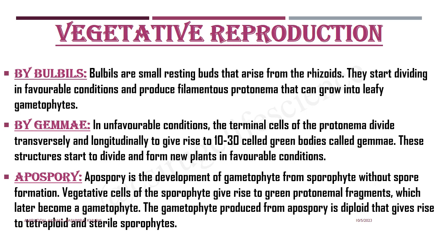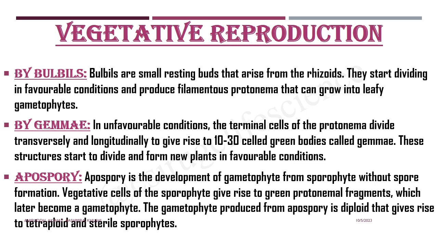By gemmae. In unfavorable conditions, the terminal cells of the protonema divide transversely and longitudinally to give rise to 10 to 30 celled green bodies. These are called gemmae. These structures start to divide and form new plants in favorable conditions.